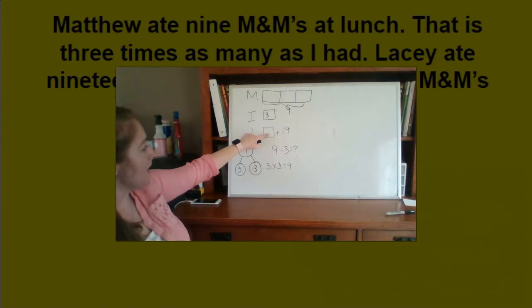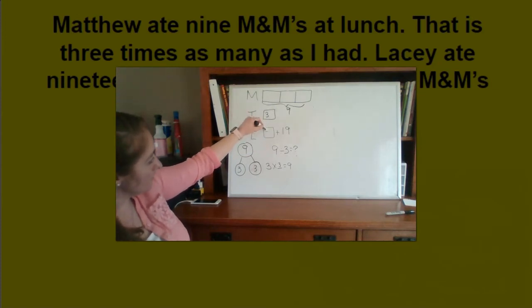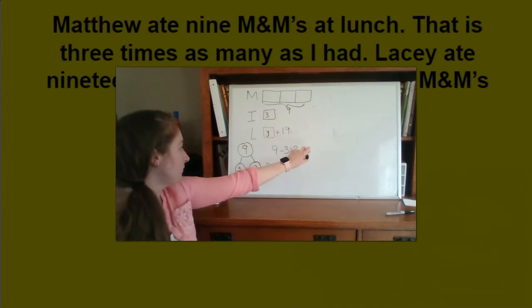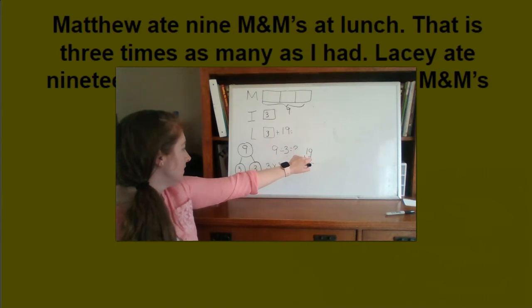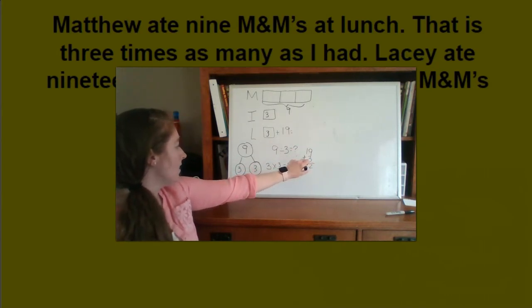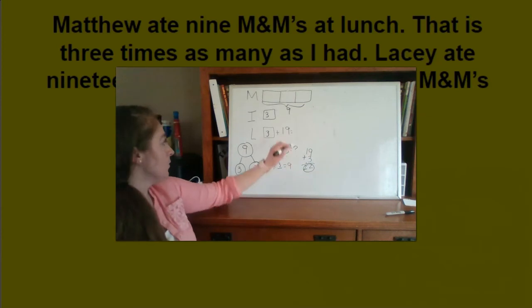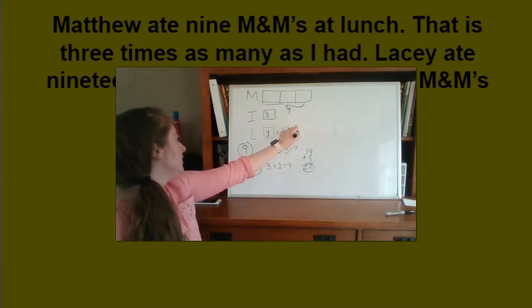So if we know what I have, now we can replace that for Lacey. So the 3 plus 19. How much did Lacey have? Let's find out. 19 plus 3. So 3 and 9 is 12. 1 and 1 is 2. So Lacey ate 22 M&Ms. So we're going to put right here 22.